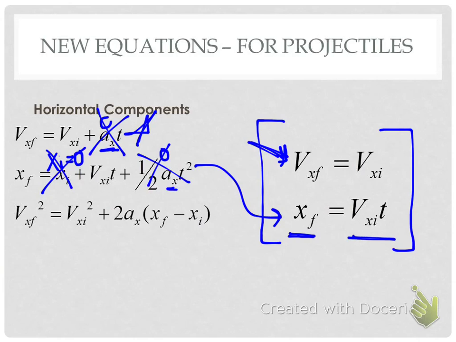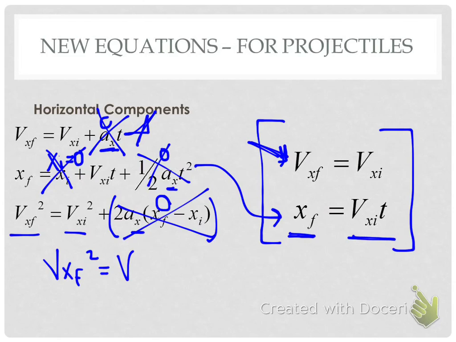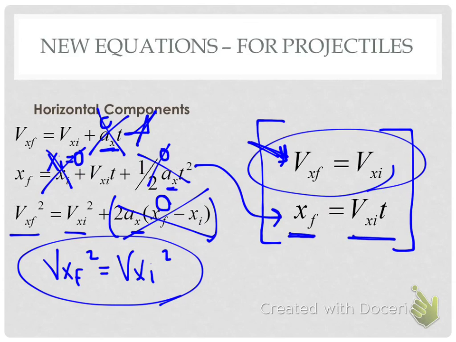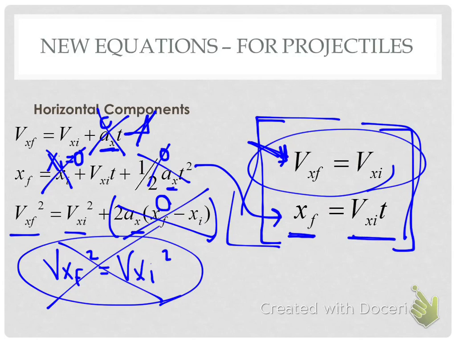The third one, vxf squared equals vxi squared plus 2a delta x. Since it has a horizontal acceleration, that whole term would be 0. We can get rid of it, which leaves us with vxf squared equals vxi squared. Is there any reason for us to have this equation and this equation? No. They mean exactly the same thing. There's no reason for us to have both of them, so we don't. So here are our two equations for the horizontal components of projectiles.